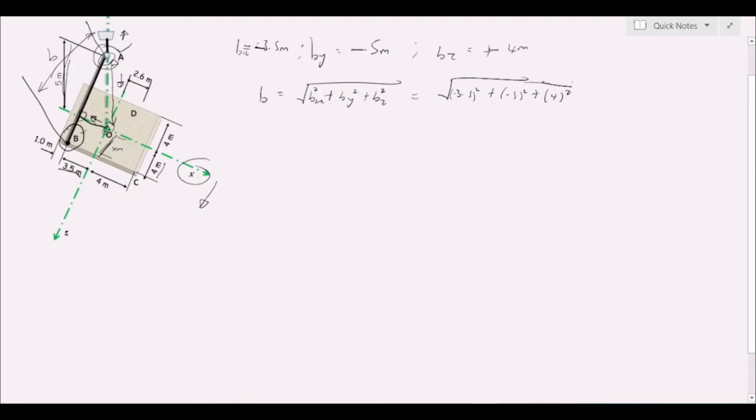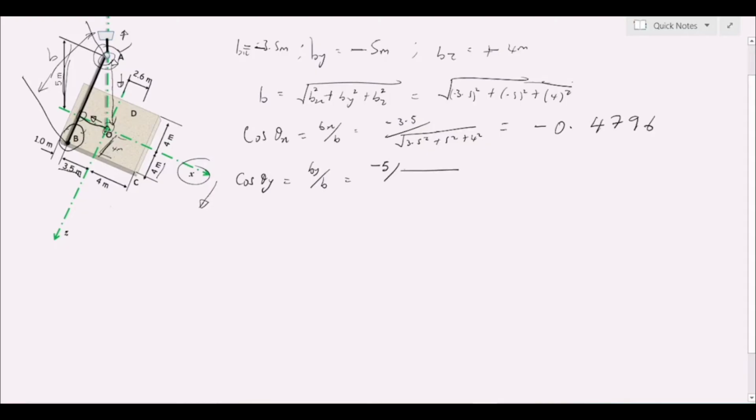The next task will be to look for the direction cosine for the different axes. Cos theta x is equal to bx over b, which is equal to minus 3.5 over square root of 3.5 square plus 5 square plus 4 square, which is equal to, if you estimate that properly, you are likely to get minus 0.4796. And likewise, cos theta y is equal to by over b, which is equal to, we have estimated by to be minus 5. So we have minus 5 over square root of 3.5 square plus 5 square plus 4 square.